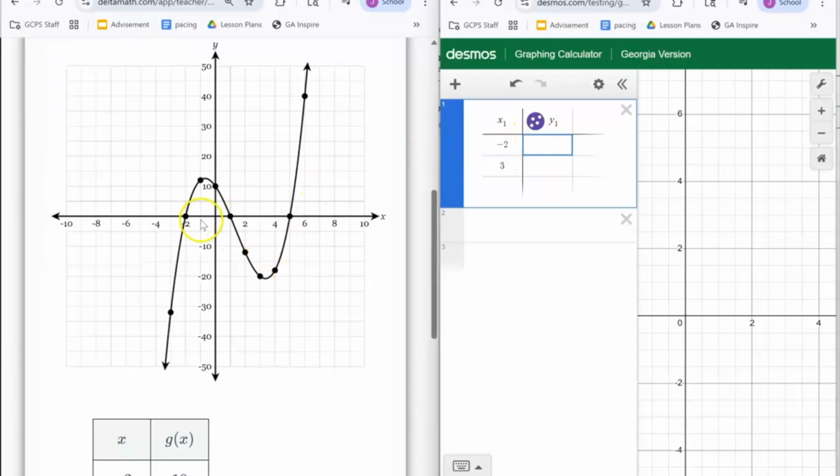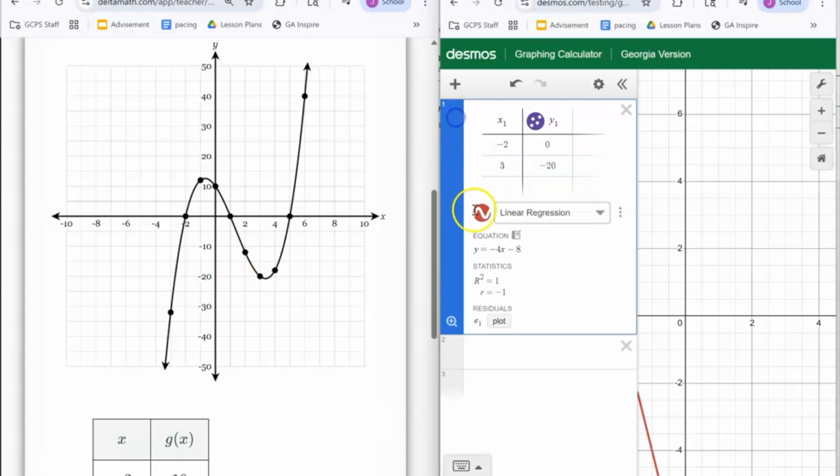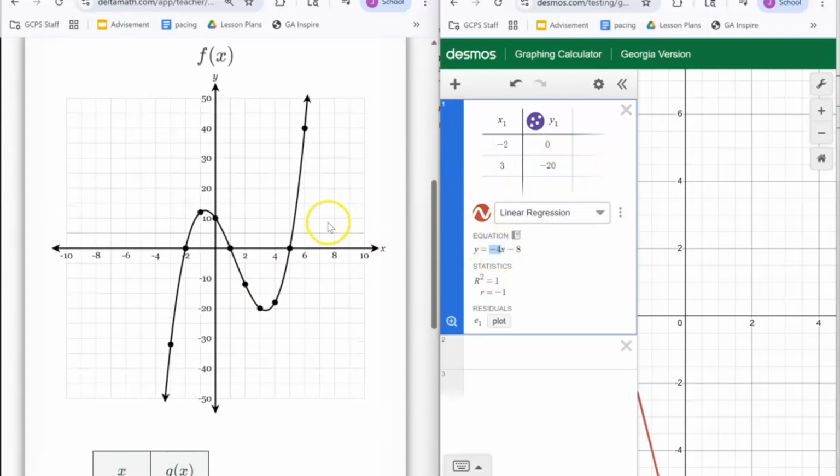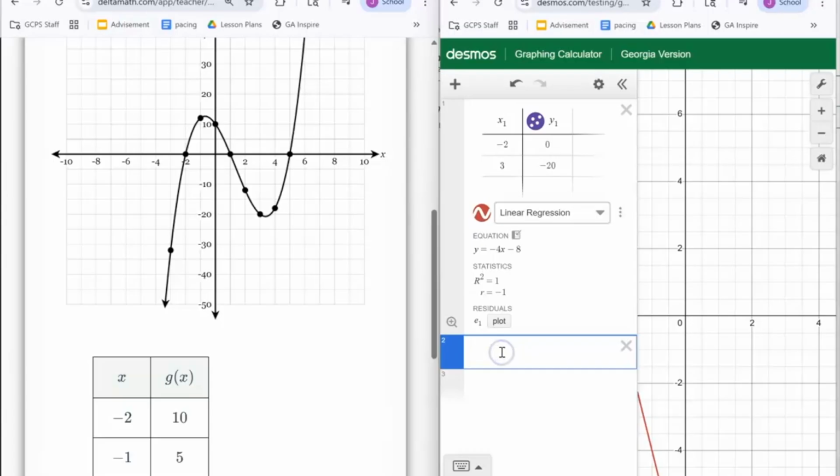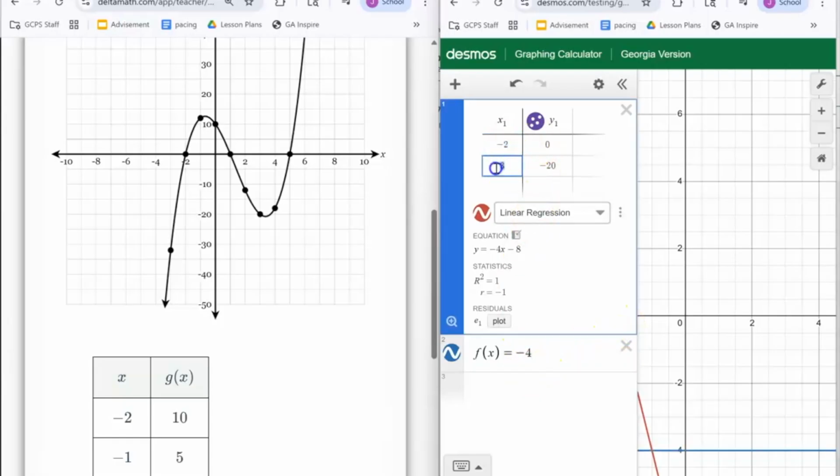-2, my y value is 0. And then 3, so it goes 1, 2, 3, my y value is -20. Once I have my 2 distinct points, I'm just looking for slope. So slope for f of x, and I'm going to write it here just so I can keep track since I'm comparing. My slope for f of x is -4. Okay, so I'm just going to keep changing because the 2 distinct points are not going to change.